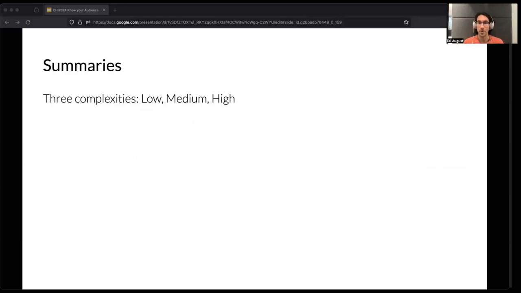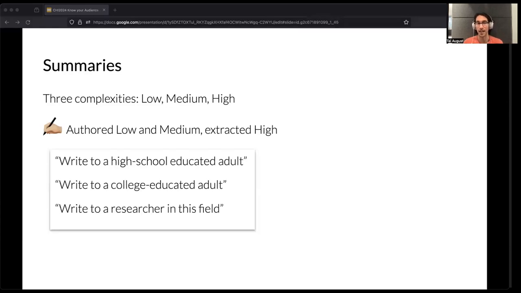So to make these summaries, we hired an expert science writer to author 3 versions of scientific summaries for a set of 10 papers, which we'd collected off of r/science, which had been shared widely on the subreddit. This writer was instructed to write the low complexity summaries aimed at a high school educated adult, the medium summaries at a college educated audience, and the high summaries at researchers in the field.